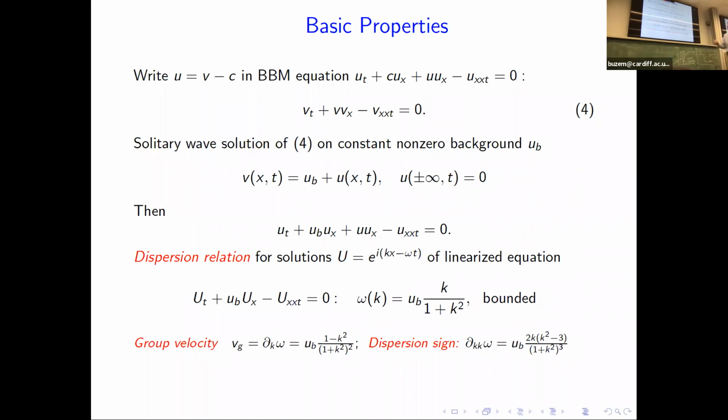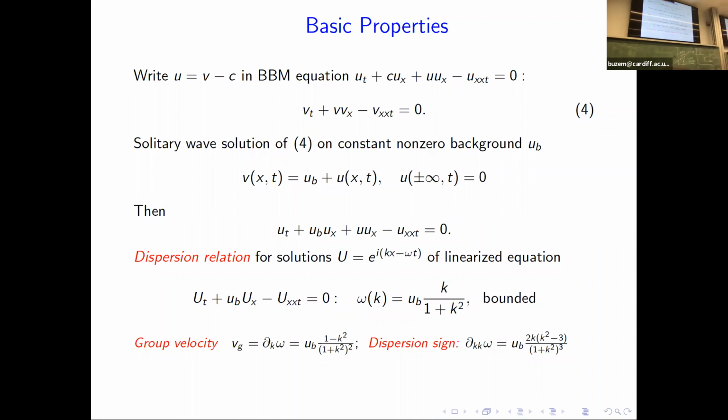There's what's called a dispersion relation. This is for the linearized equation. So I linearize about the background UB and look for exponential solutions. There's a wave number k and a temporal frequency omega, the frequency of oscillations in time. And the wave speed here would be omega over k.